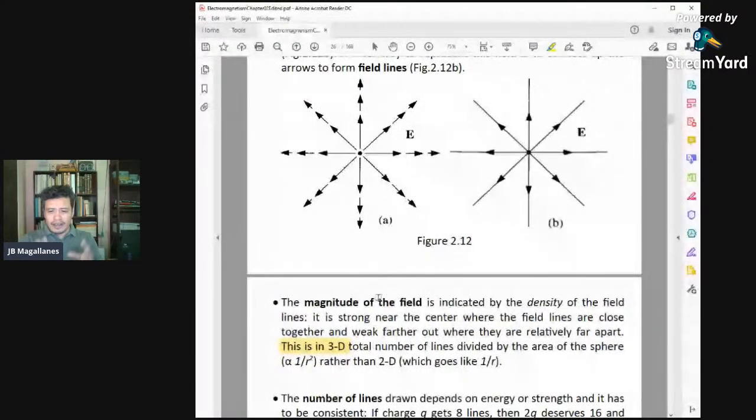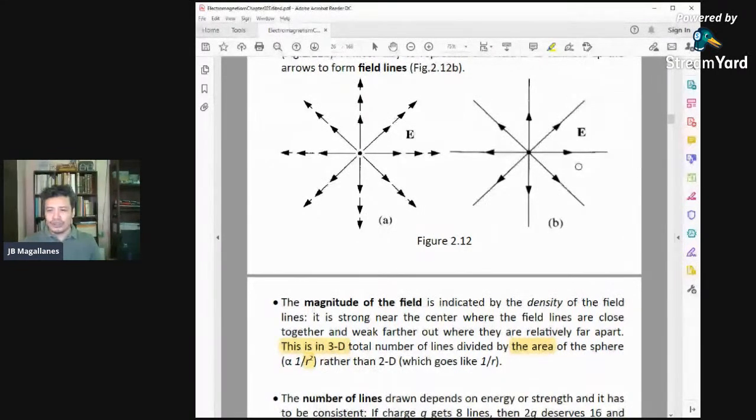If you think of that, you are actually counting the field over a surface area of the sphere. So there are field lines coming out of the sphere radially outward. You're dividing the field lines by the area, which is proportional to r squared. The area of the sphere is 4 pi r squared. So the lines are divided by r squared.